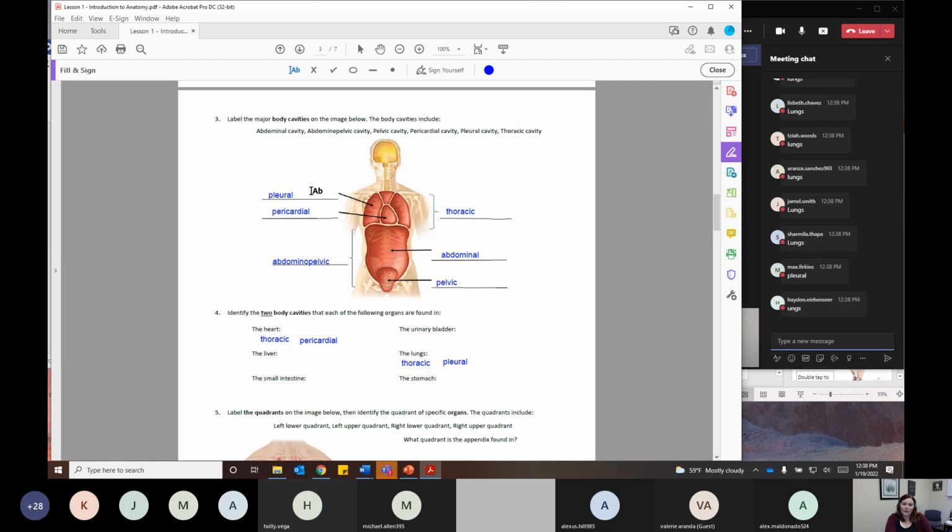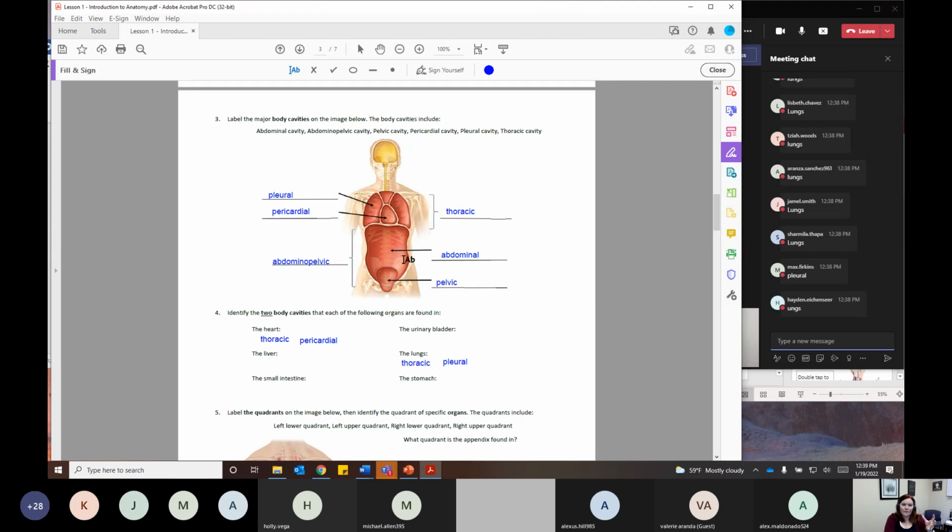When we talk about the pleural cavity and the pericardial cavity, these two are divided from each other with different membranes. So they're physically divided. That's different from when we talk about the abdominal cavity and the pelvic cavity. Those are not physically divided from each other. So they're just kind of two slightly separate areas.